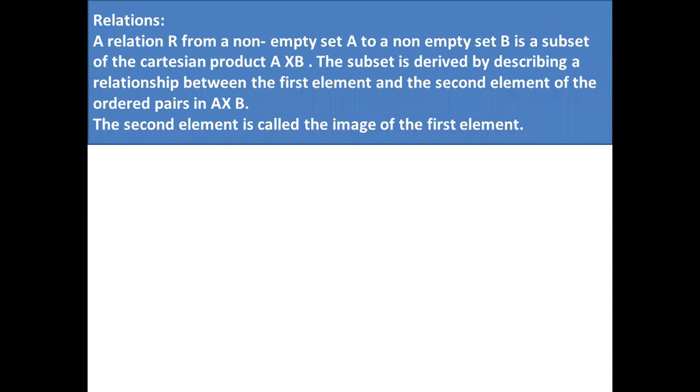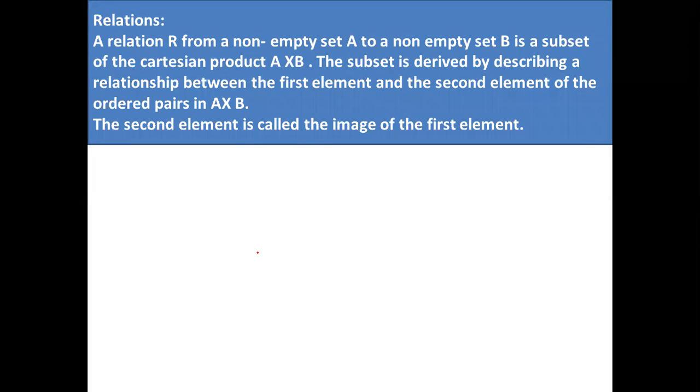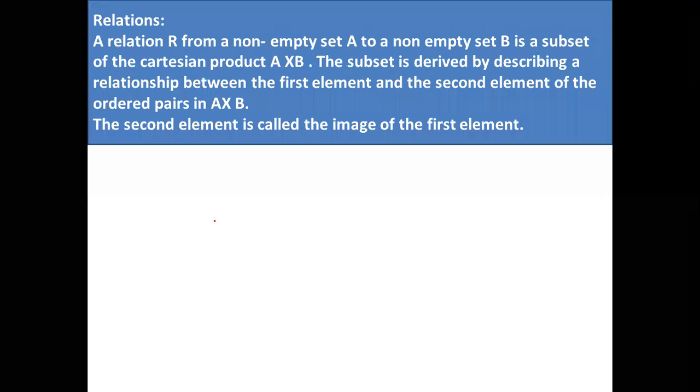Then we had studied about relation. A relation is nothing but a subset of the Cartesian product. It should not be equal to the Cartesian product, but it should be a subset of the Cartesian product. It may be equal to the Cartesian product, but mostly it will be a subset of the Cartesian product.